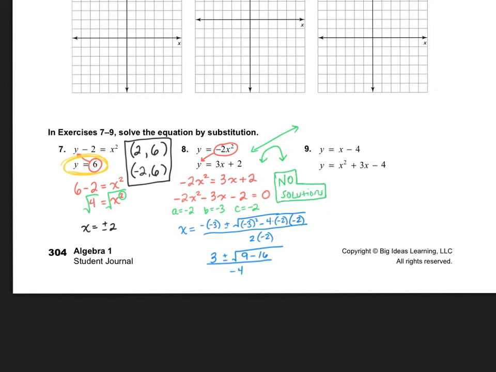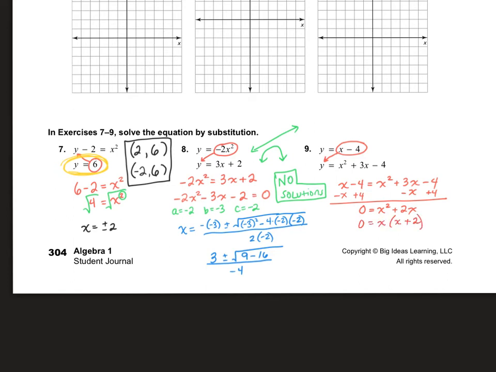On number 9, they both also equal y, so I'm going to take x minus 4 and substitute it in there. So we have x minus 4 is equal to x squared plus 3x minus 4. I need to get everything to one side of the equation, so I'm going to subtract the x off here and add the 4 here. And so that leaves me with 0 equals x squared plus 2x. So this one is easily factorable, so I'm going to take out an x, and I'm left with x plus 2.